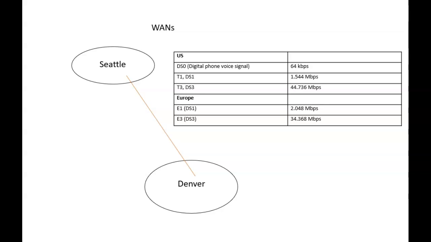In talking now about wide area networks, it really is not feasible to run a cable from Seattle to Denver. It could be done, I suppose, but not very economically. So what we would do is lease lines from other companies, such as the telephone company.